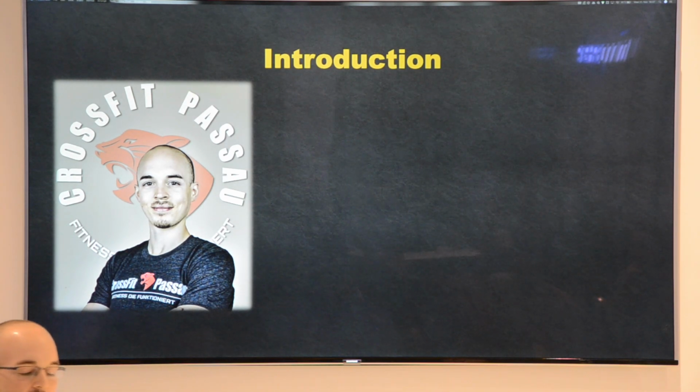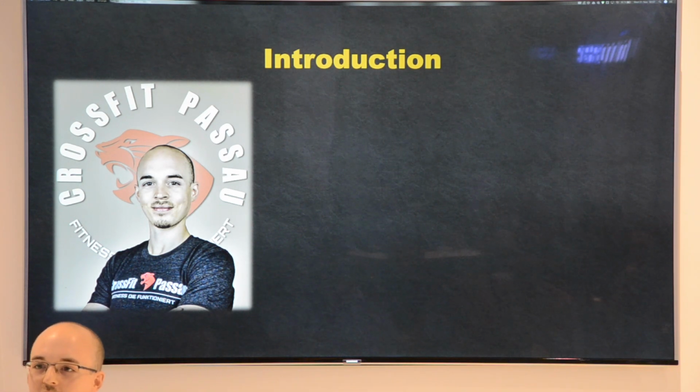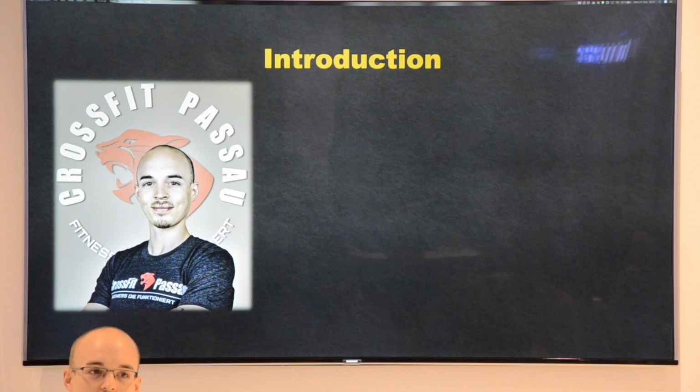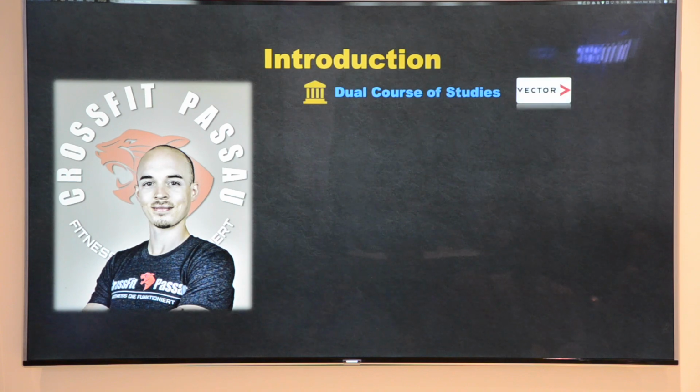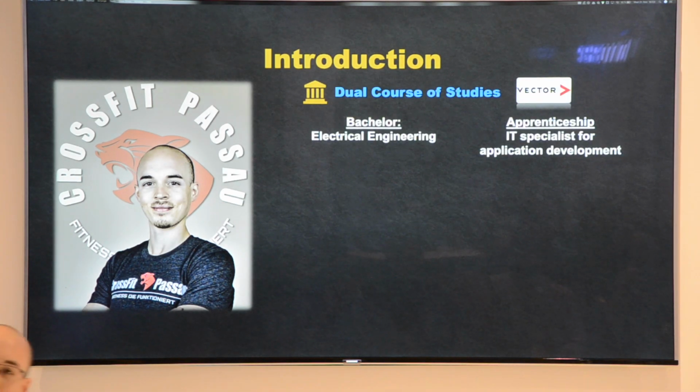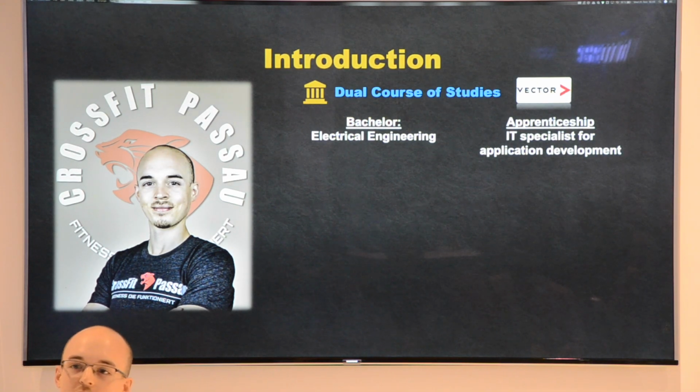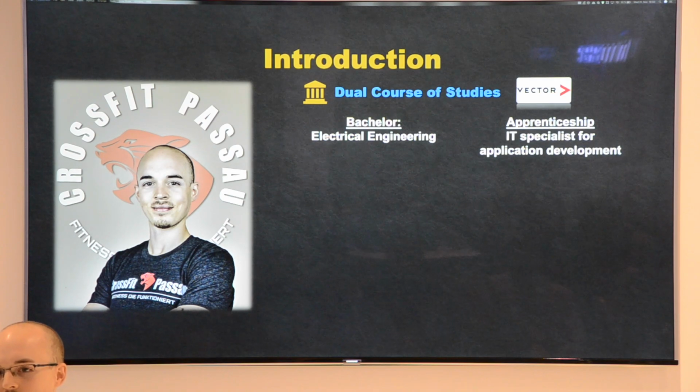After I graduated from the Realschule, I made the FOS. I thought, okay, I want to do a bachelor's degree, and I looked around at what I wanted to do. I saw that the company Vector Informatik GmbH was offering a dual course of studies. That means you're doing your bachelor's and at the same time an apprenticeship. For me it was the bachelor in electrical engineering, and the apprenticeship as IT specialist for application development.